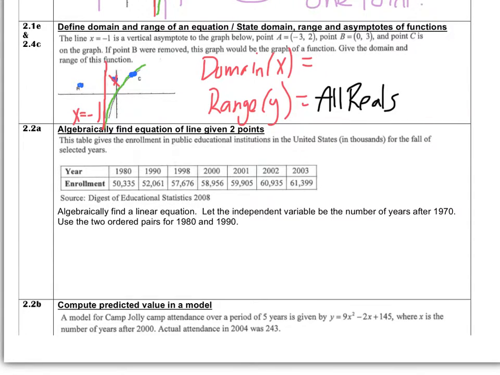So the y's can be any real number. Now for the x's, or the domain, travel along the x-axis. We don't see activity until we hit this point here at point A. By the way, point A is (-3, 2), so let's jot that down. We don't see activity until point A here. The x value for point A is right there at -3.